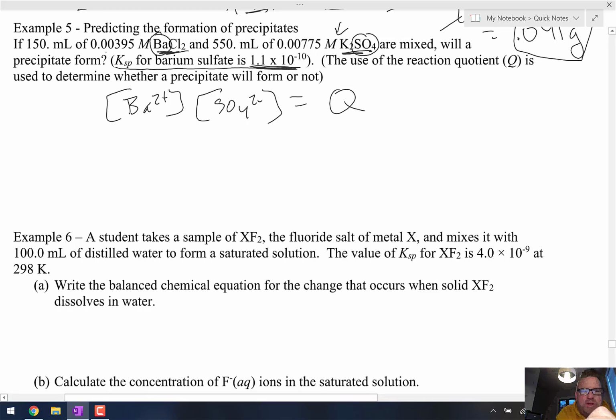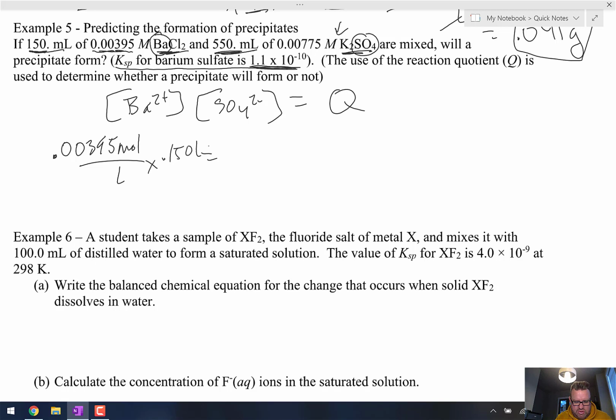So if we have 0.00395 molar barium chloride, that means we have 0.00395 moles of barium for every 1 liter. Notice we have 150 milliliters and 550 milliliters, and we're combining those together. So for barium, I'm going to take 0.00395 moles per liter and multiply by the 0.150 liters. That will tell me how many moles I have of barium.